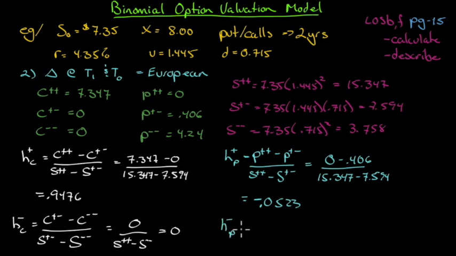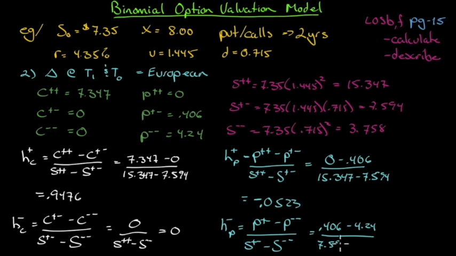H equals P plus minus P minus over S plus minus S minus. And what is that going to give us? 0.406 minus 4.24 over 7.594 minus 3.758. This should come as no surprise, by the way, negative 1. It's going to come as negative 1.